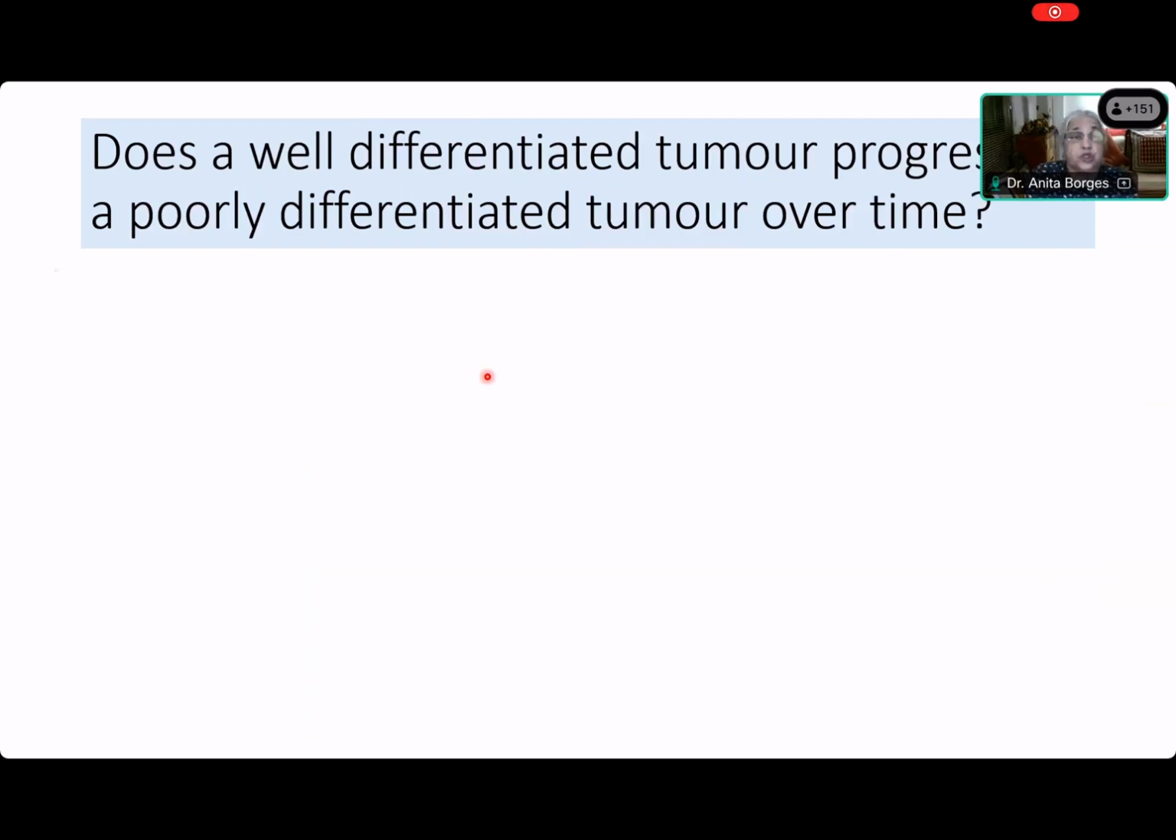Does a well-differentiated tumor progress to a poorly differentiated tumor over time? Let me hear your answers. Sneha, what do you think? I have a well-differentiated tumor. I don't do anything about it. I just sit on it. Will it become poorly differentiated over time? Yes, ma'am. Mutations will accumulate, more mutations will accumulate, and it will become a poorly differentiated tumor.